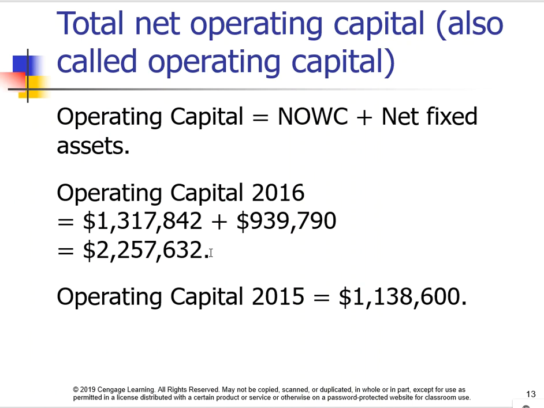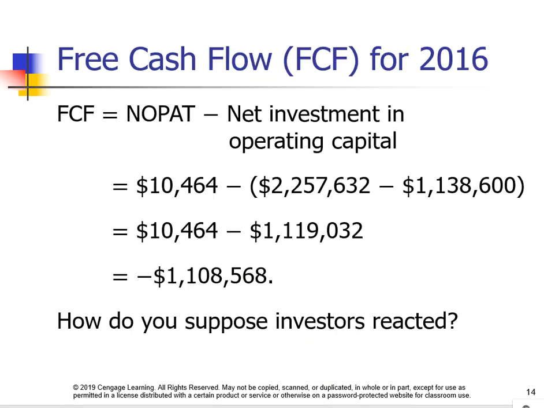So the idea of subtracting the NIBICLs here is that those things helped pay for current assets. And so when we're looking at investment, we're looking at how much the firm had to come up with besides other money they came up with. So our operating capital in 2016 was 2,257,632, and in 2015 it was 1,138,600. So obviously there was a big investment in total operating capital.